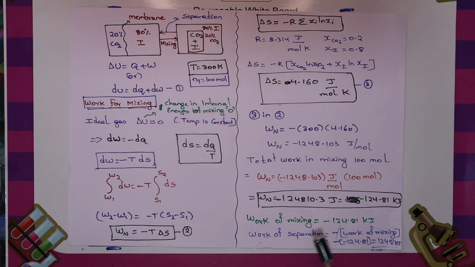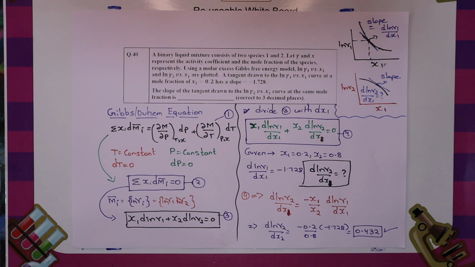But what do we calculate? The work of separation, which is minus of the work of mixing. So the work for the separation is 124.8 kilojoules. That means you are supposed to provide this much work to separate the mixed state into the unmixed state. Okay, I hope you got the essence. Let us move to the next problem.